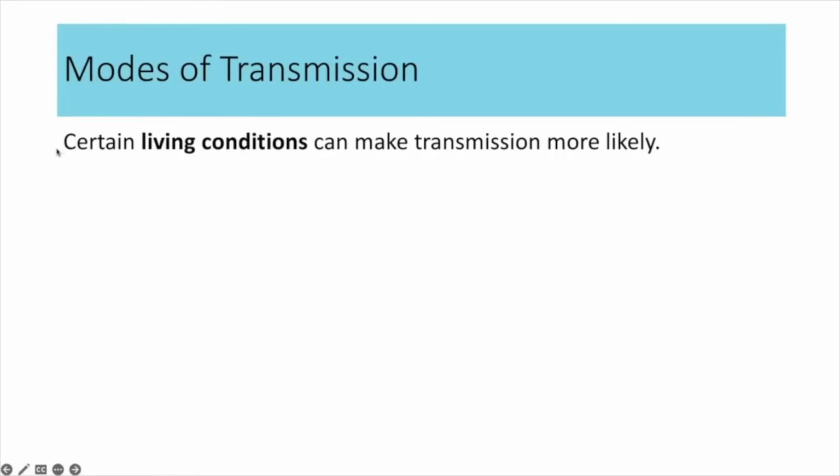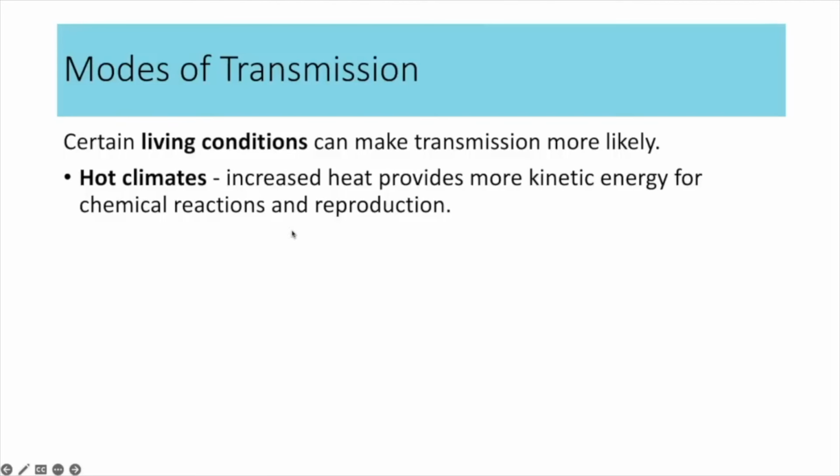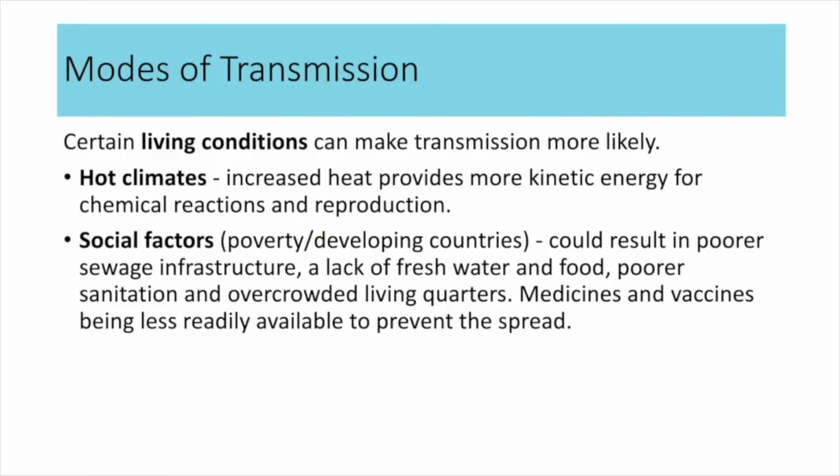So the next thing you need to know is how these different pathogens are transmitted, and certain living conditions can make transmission more likely. For example, hot climates, and that's because that increased temperature provides more kinetic energy for chemical reactions, and therefore the pathogens will be reproducing faster. Social factors can also have an impact, and by that we mean potentially areas where there is poverty or developing countries. And that is because in poorer areas there might be fewer sewage infrastructures, a lack of fresh water, lack of fresh food, maybe poor sanitation. There might be overcrowding as well, which will increase the spread. It might also be the fact that medicines and vaccines are less readily available to prevent and treat the pathogens, which would then result in less prevention of the spreading.